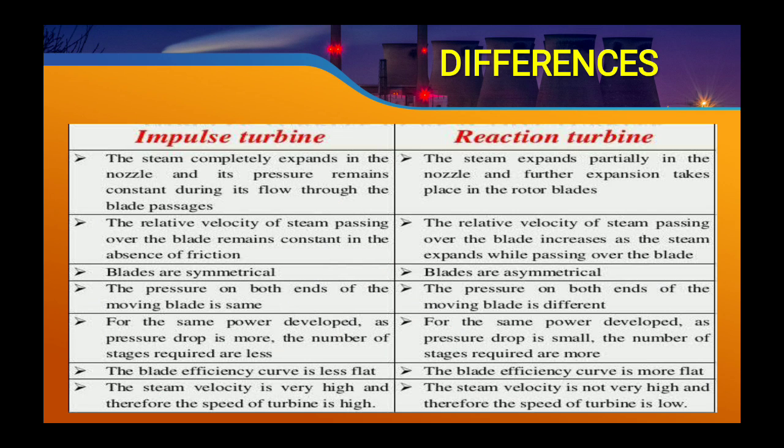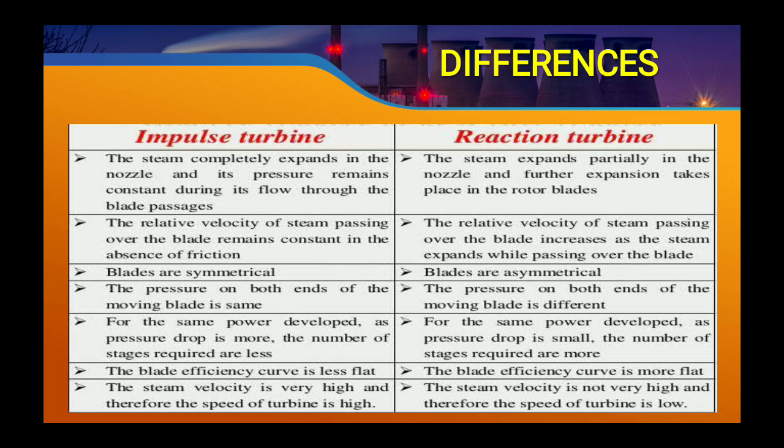For the same power developed, as the pressure drop is small in the case of a reaction turbine, the impulse force or pressure is very small, so more stages are required. So there are mainly two stages required. At first the inner blade is rotating, after that the outer blade. The blade efficiency curve is less flat in an impulse turbine, and the blade efficiency curve is more flat in the case of a reaction turbine.